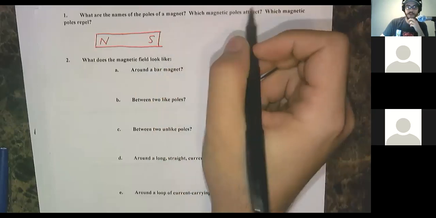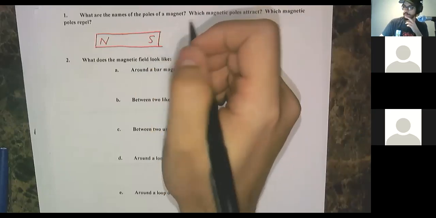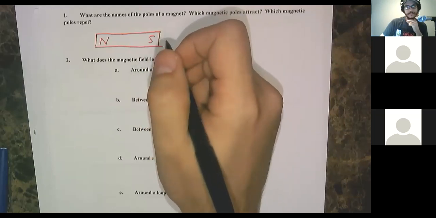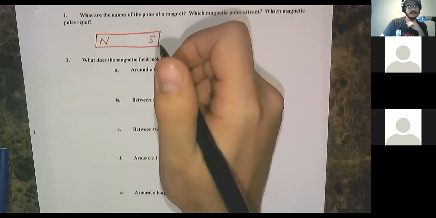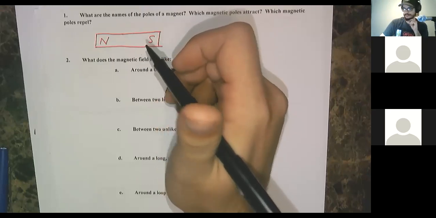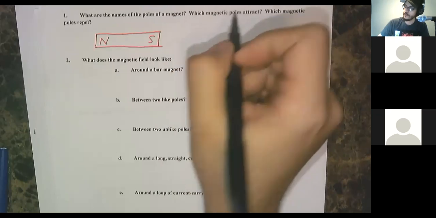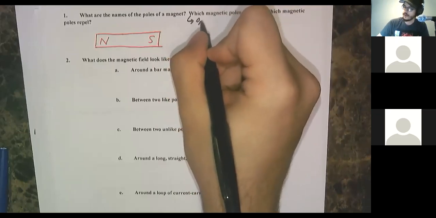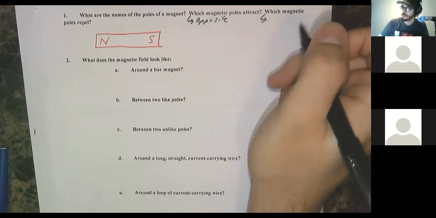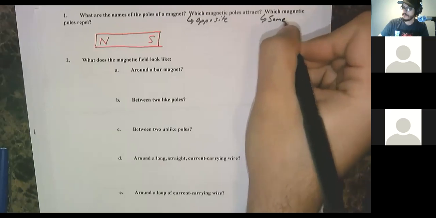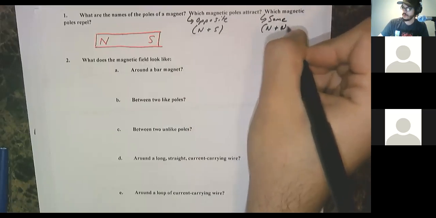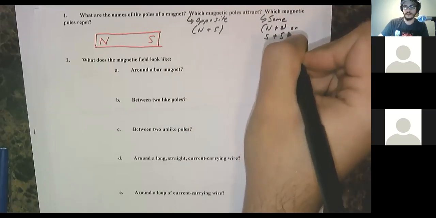But in addition to their names, we know a little bit more about the magnetic poles. For example, if I put a south pole next to this south pole, what would happen? If you have two south pole ends of magnets near each other, what are your magnets going to do? They'll repel. So which poles attract? Opposite, as in a north near a south will be attractive. Which poles repel? The same. So this would be north and south. This would be north and north, or south and south.